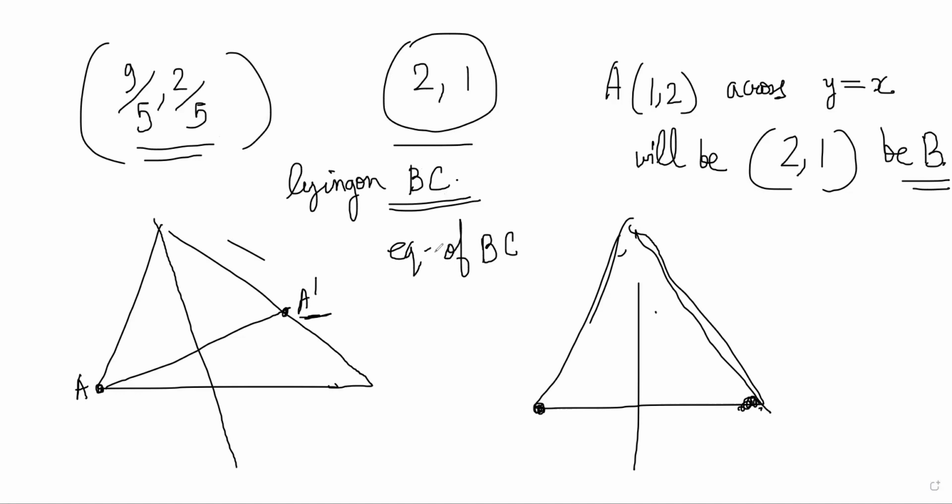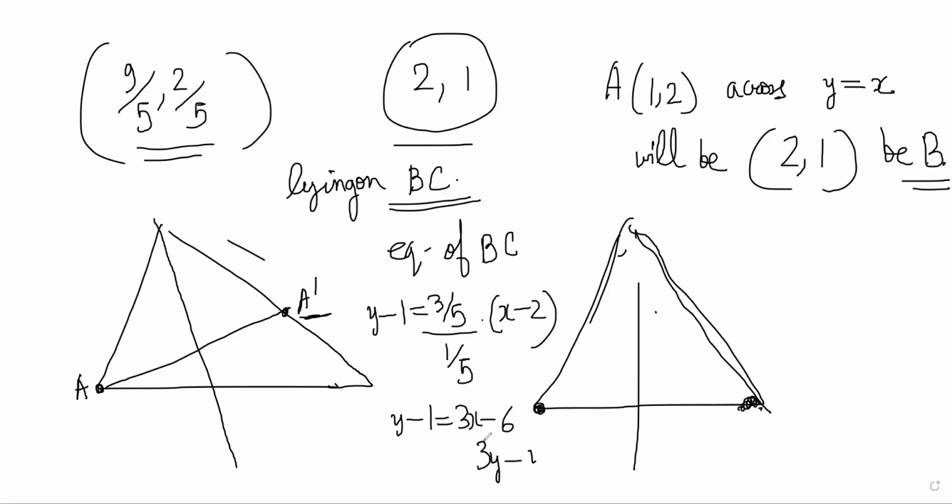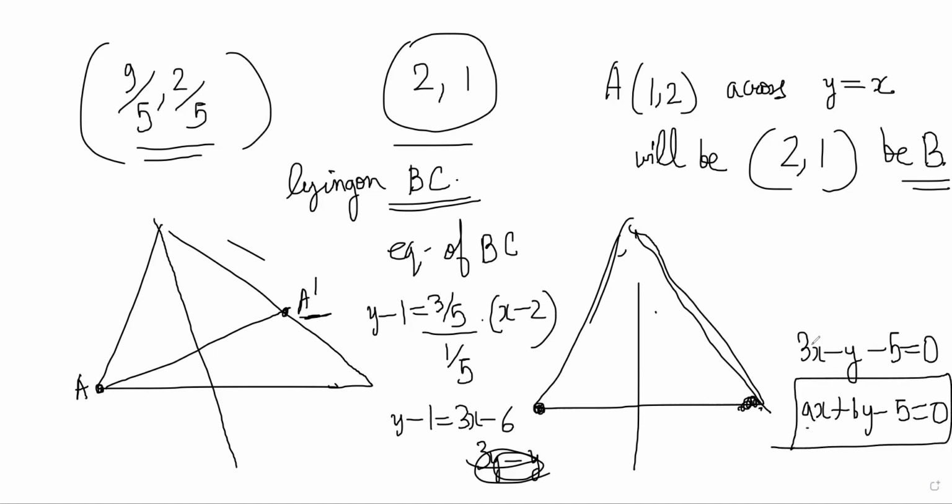The equation of BC will be simply y minus 1 is equal to (1 minus 2 by 5) ... 3 by 5 by 2 minus 9 by 5, so 1 by 5 into x minus 2. So it will be y minus 1 is equal to 3x minus 6, and 3x minus y minus 5 is 0. So your ax plus by minus 5 is 0. This was given in the question. So a is 3 and b is minus 1. So a plus b is 2.